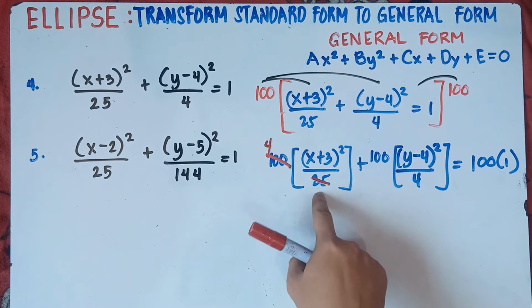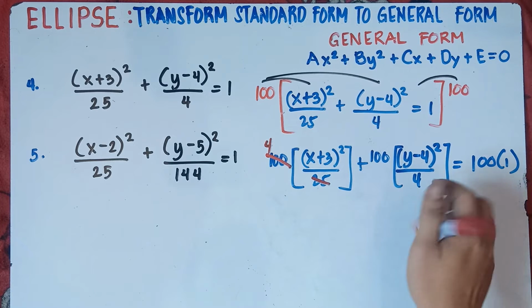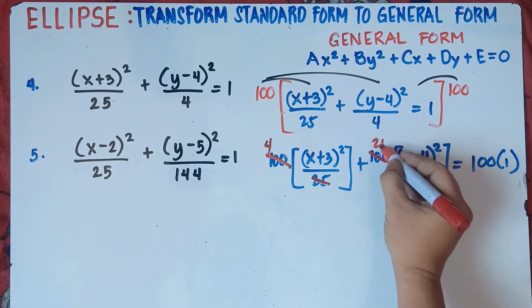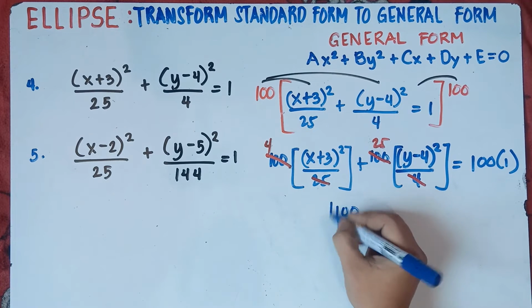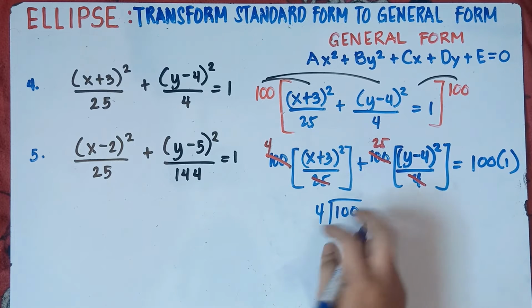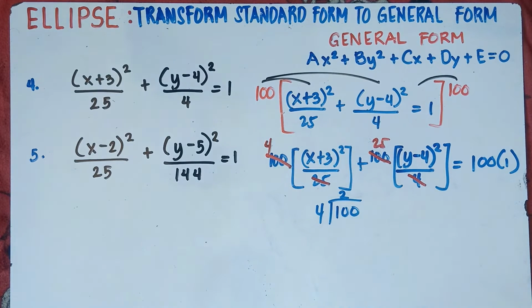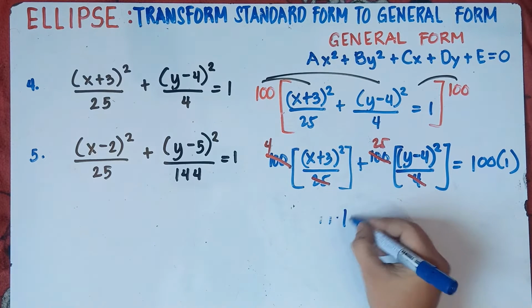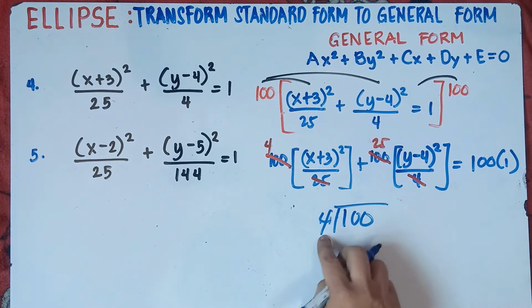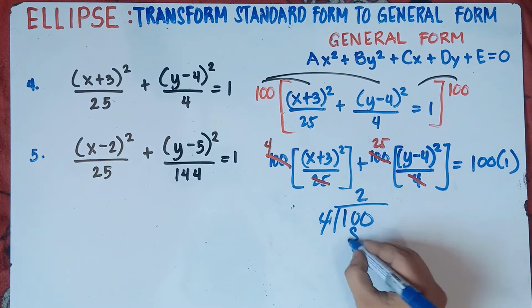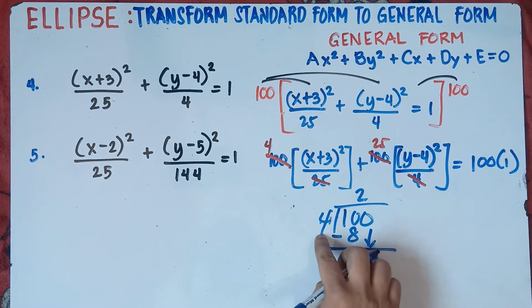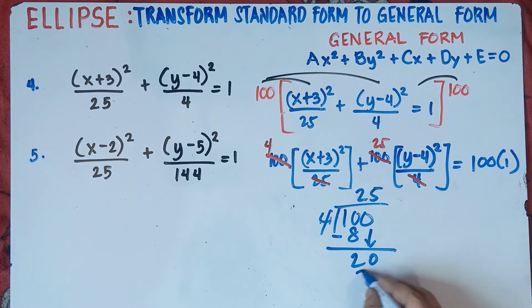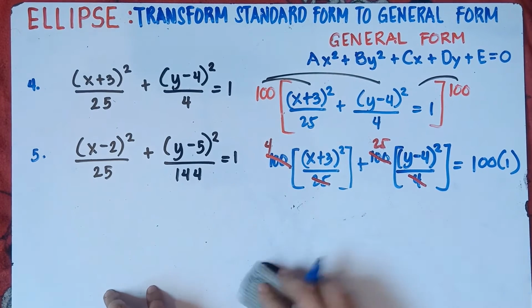So we just eliminated the denominator. And 100 divided by 4 is 25. If it's hard for you, you can divide that manually, class. 100 divided by 4: 10 divided by 4 is 2, 2 times 4 is 8, subtract 10 minus 8 is 2, bring down 0, 20 divided by 4 is 5, 5 times 4 is 20, remainder 0. So 100 divided by 4 is 25.